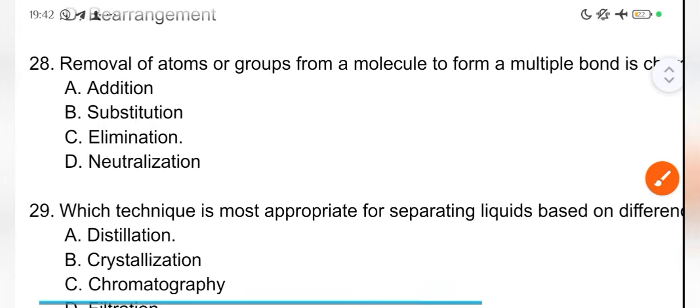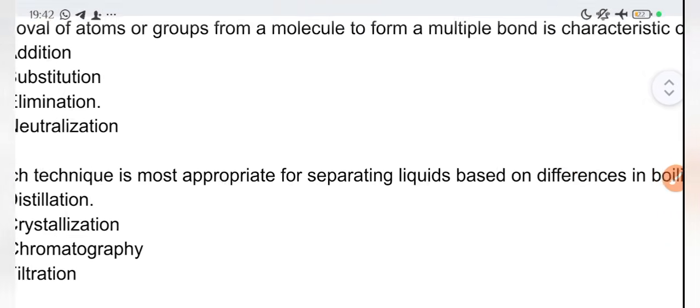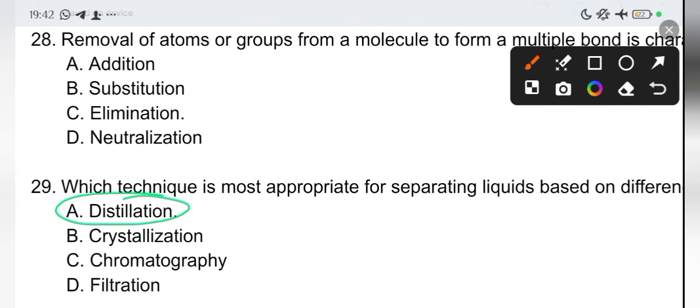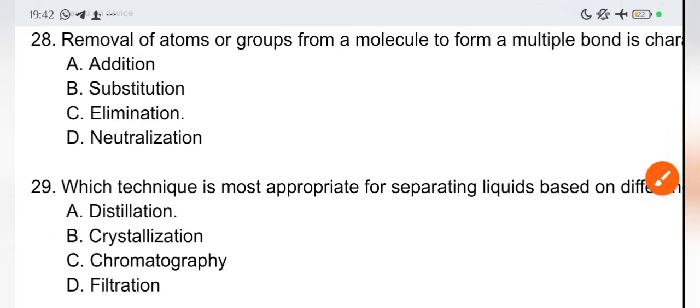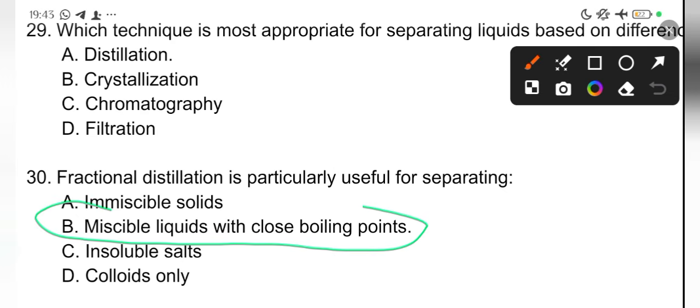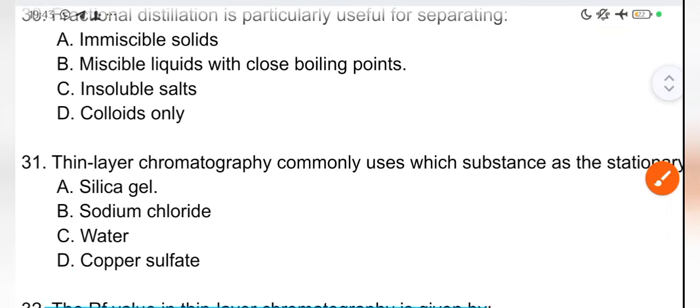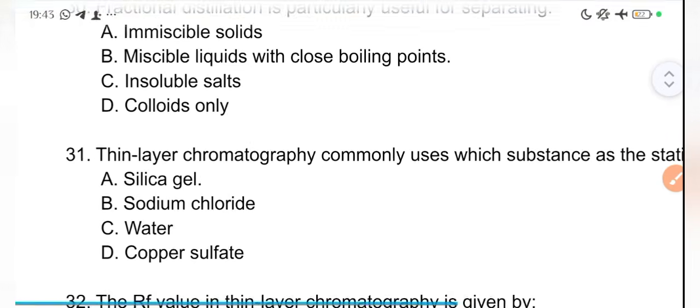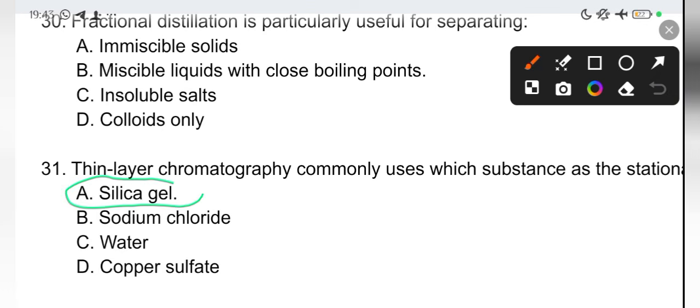Okay. Moving on. Which technique is most appropriate for separating liquids based on differences in boiling point? This is basic chemistry. Distillation, separation of liquids based on boiling points. Okay. 30. Fractional distillation is particularly useful for separating miscible liquids with close boiling points. So simple distillation is for far boiling points. When it is close boiling points, you use fractional distillation. Okay. 31. Thin layer chromatography commonly uses which substance as the stationary phase? It uses silica gel.